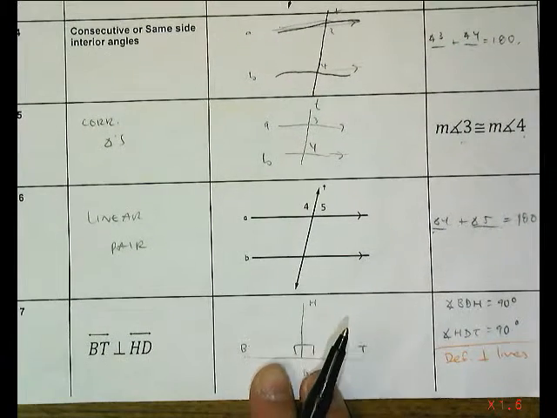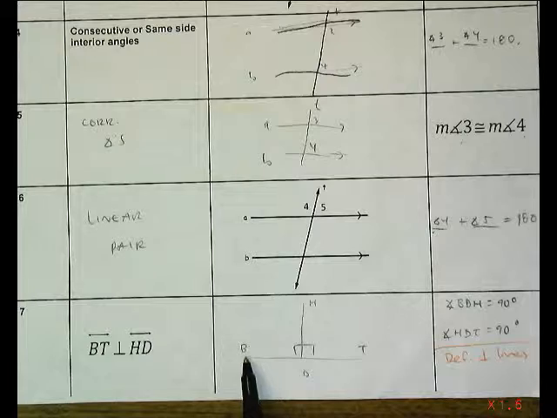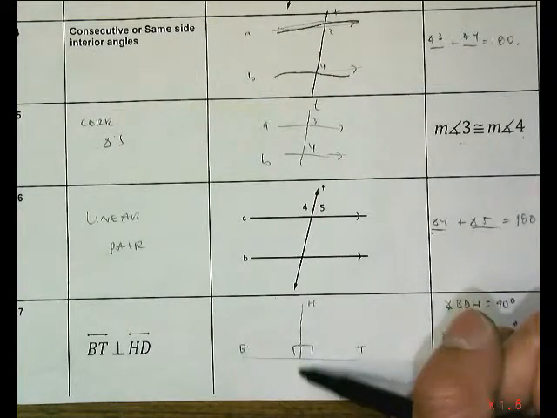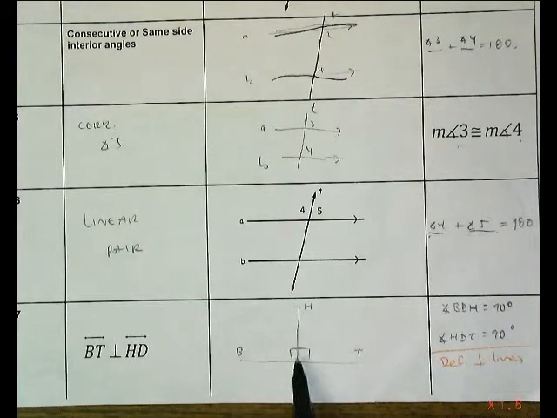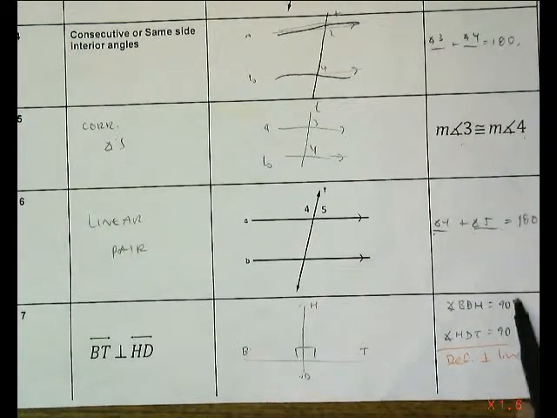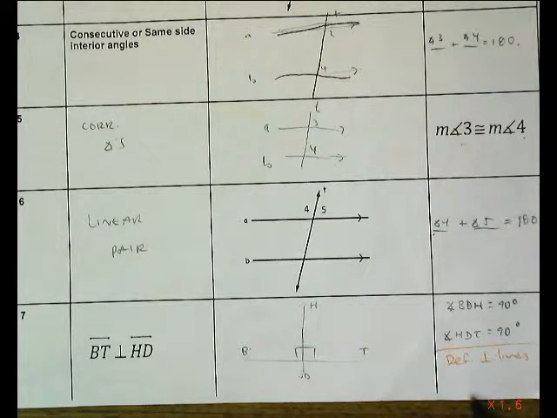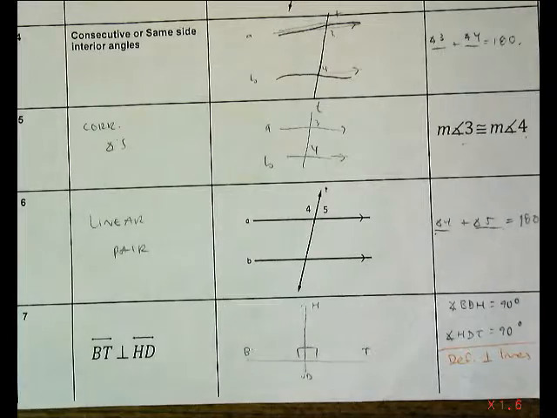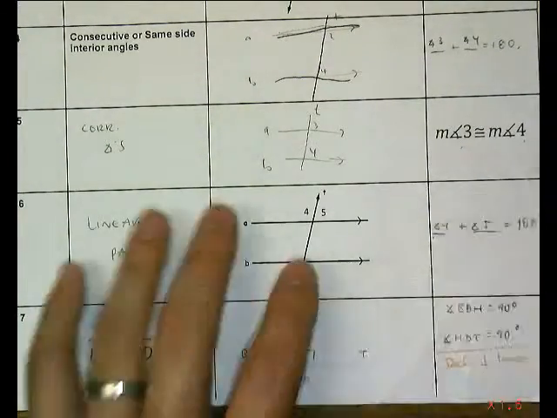Number 7, BT is perpendicular to HD. So BT is perpendicular to HD. Let's just say that's a line. Well, perpendicular, the big idea is it forms right angles, and all these angles are 90 degrees. So here, you could have said the angles are 90 degrees, or you could say this is the definition of perpendicular lines. Each blank is worth 2 points.